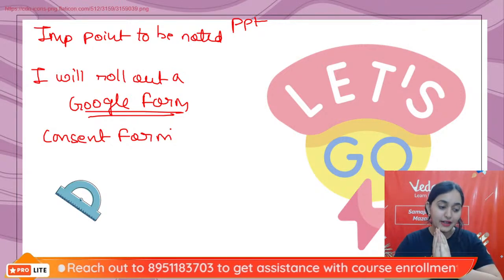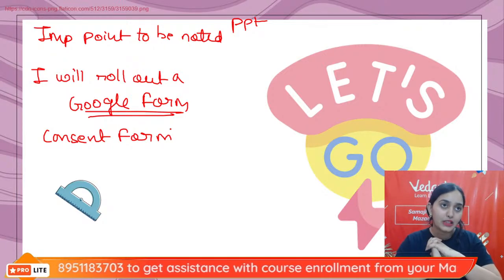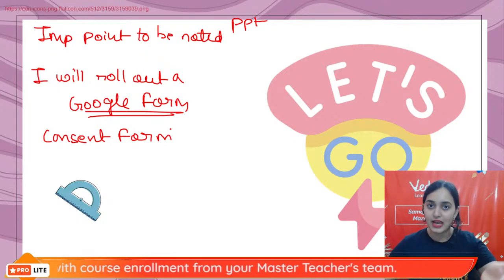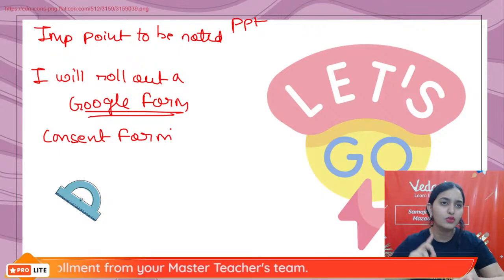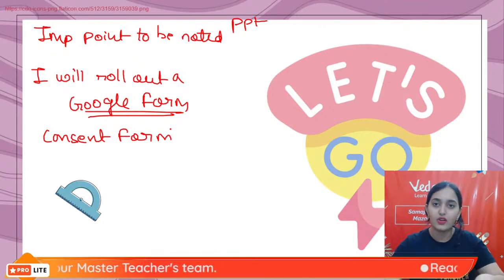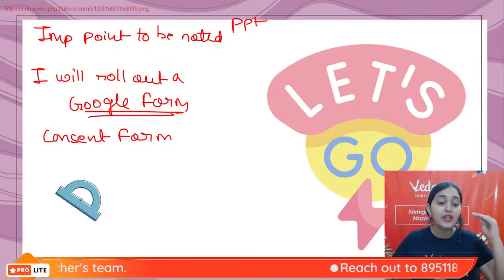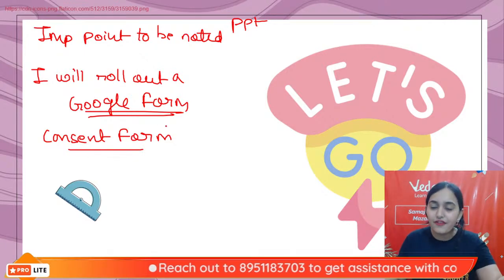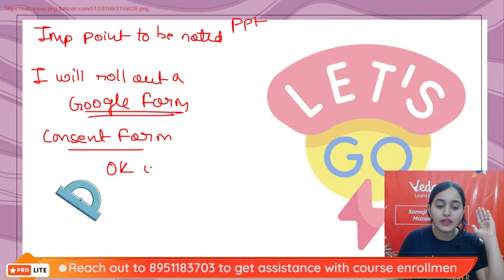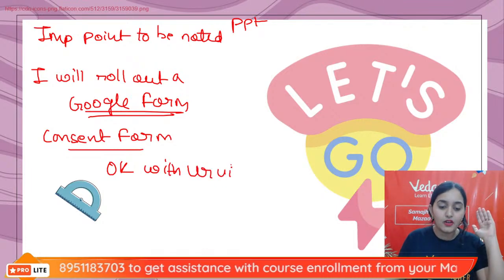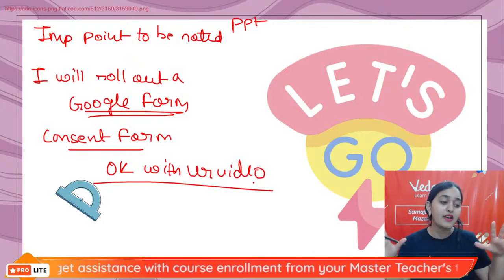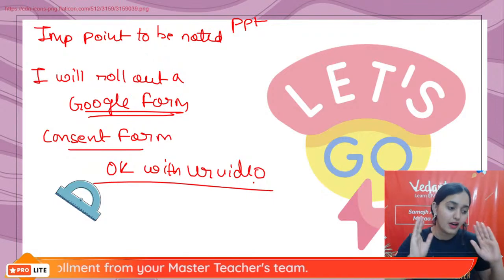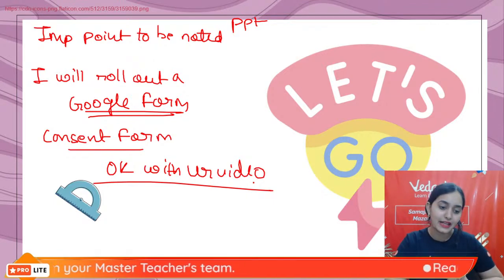Consent form is there because your video is going to come on our channel, right? You are going to teach on our channel either through a Zoom call or through Google Meet or just your recorded video, anything. We will decide that later. So your video is going to come on our channel. So we will need a small consent from your side that you are okay with your video being published. I hope you are fine with that, right?